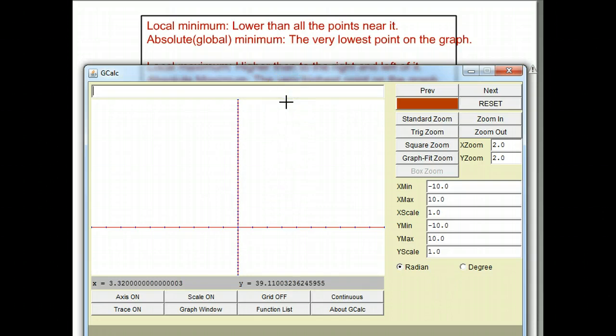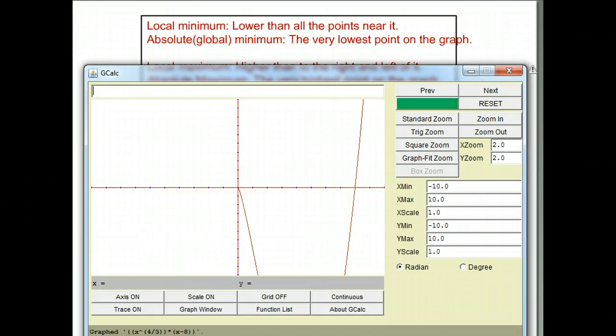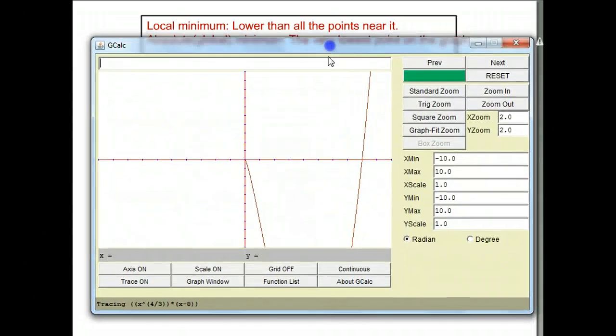Now when you're typing in this function, the way you would type in x to the 4/3 is you put an x, your exponent, and then put parentheses around 4 divided by 3. That's x to the 4/3. Okay, then we're supposed to multiply that by x minus 8. Okay, I believe that's what our function was. Let me double check. Okay, that is correct.